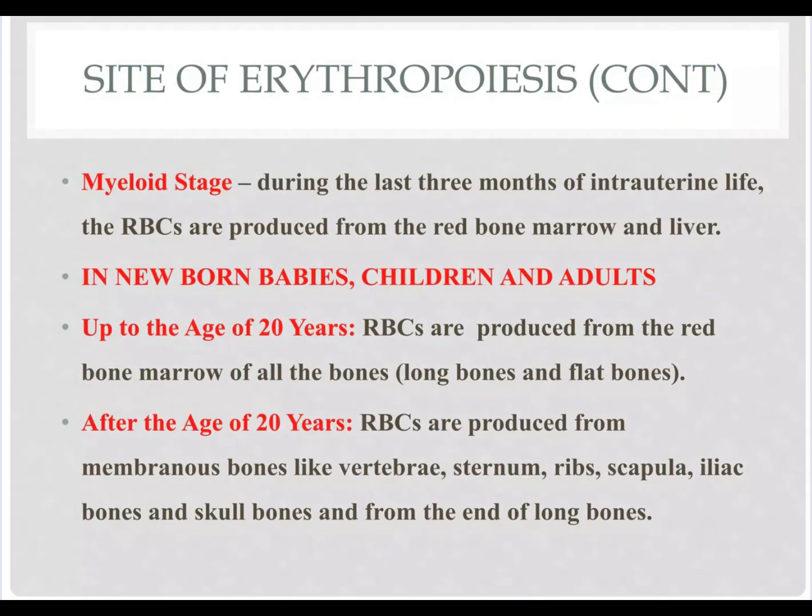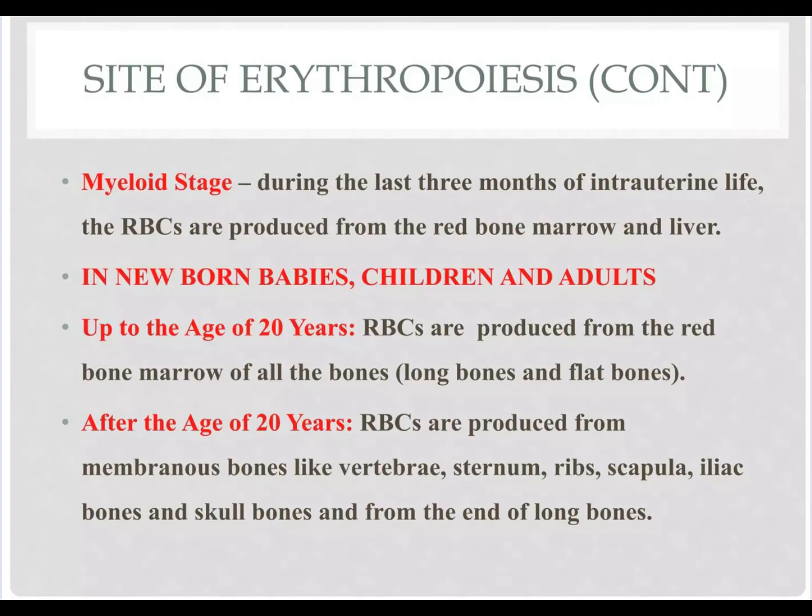But after the child crosses 20 years, though different literature can mean different things, what happens? Membranous bones like the vertebrae, the sternum, the ribs, the scapula, the iliac bone, the skull bone, and some long bones that have not undergone fibrosis already start forming red blood cells or blood cells in general.